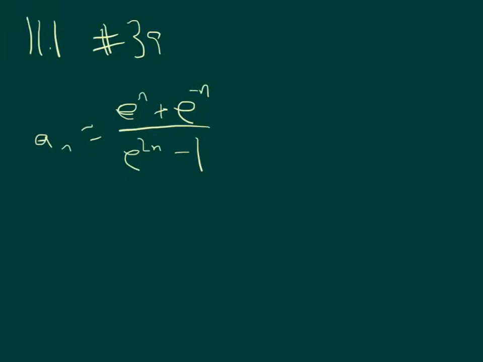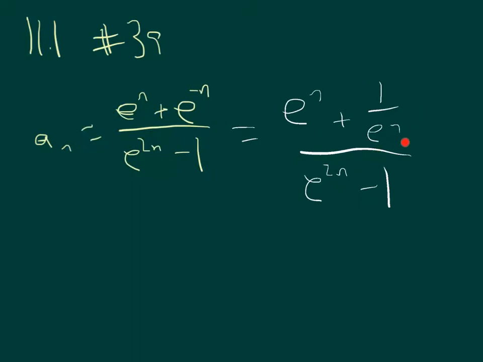Well, you could rewrite it as e to the n plus 1 over e to the n over e to the 2n minus 1. And you can think about it as n gets big. As n gets large, this is going to go to 0. This is just always going to be 1. So these aren't going to matter much. So this is going to turn into e to the n over e to the 2n, which is equal to 1 over e to the n. And if you think about it as n goes to infinity, that's going to go to 0. So this thing's convergent, and it converges to 0.